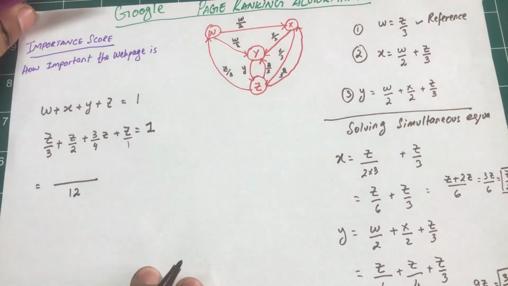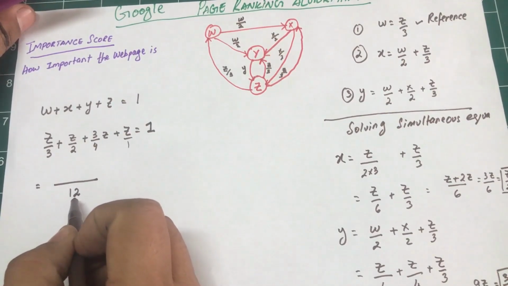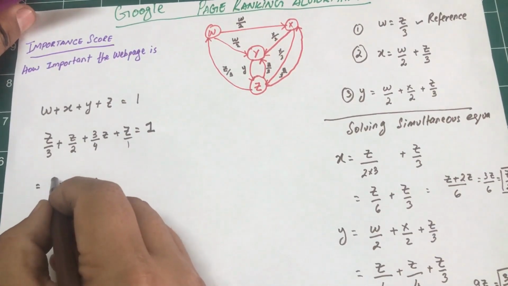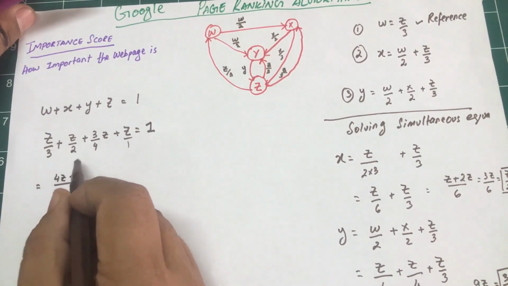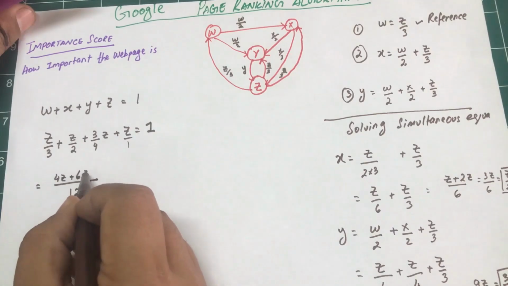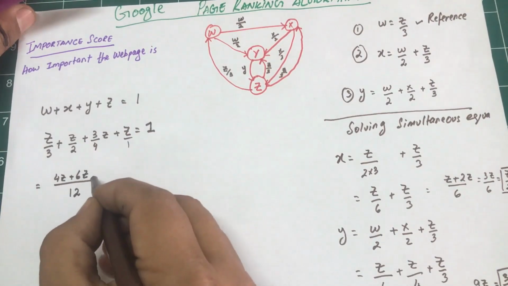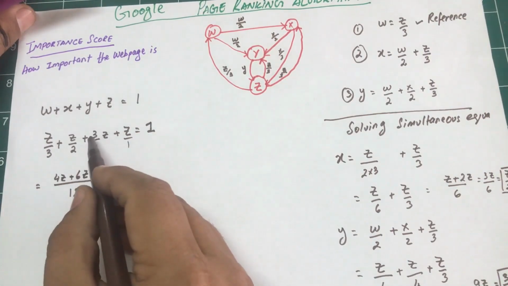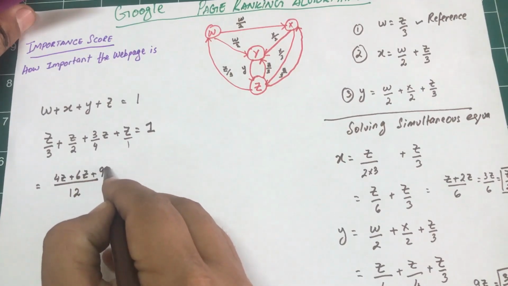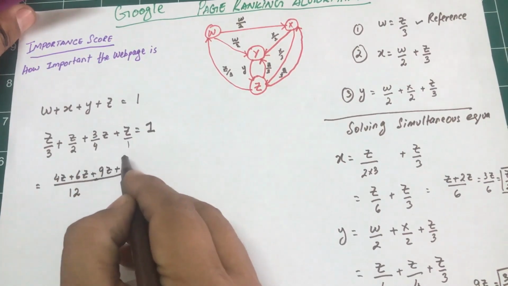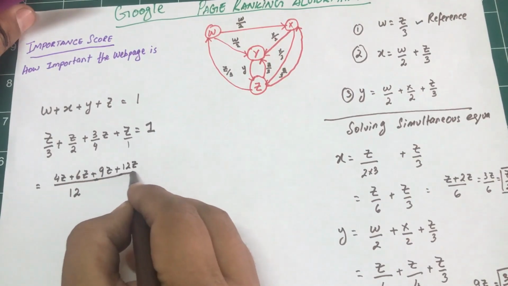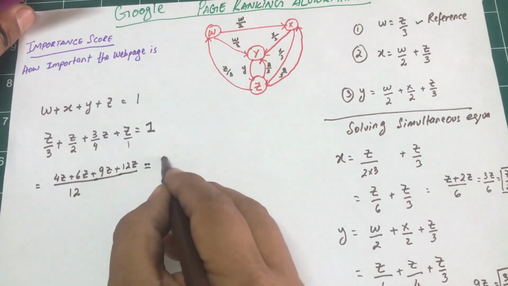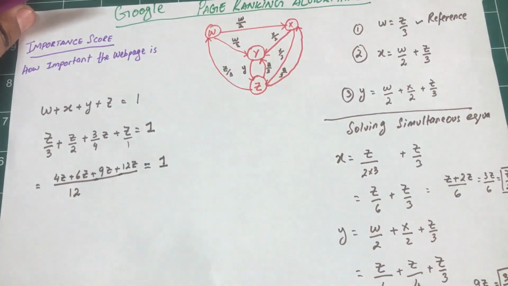All right, so far so good. So the common denominator is 12. So 3 times 4 gives me 12, so this is going to be 4z. Plus 2 times 6 would give me 12, and 4 times 3 would give me 12, so 3 times 3 is 9z. Plus 1 times 12 would give me 12, so this is going to be 12z. That should all equal 1.